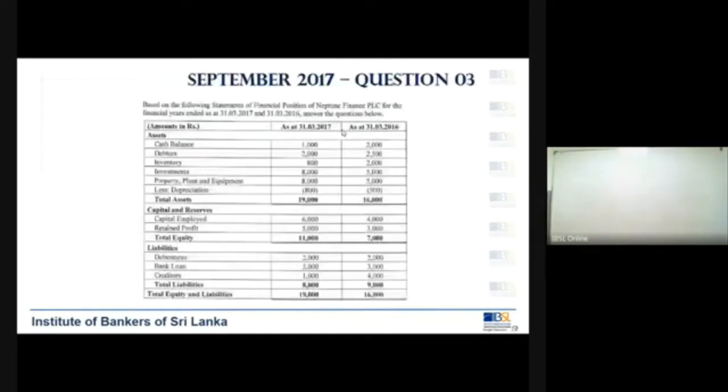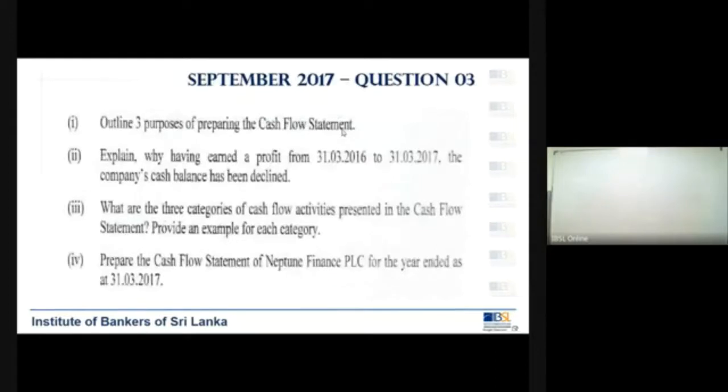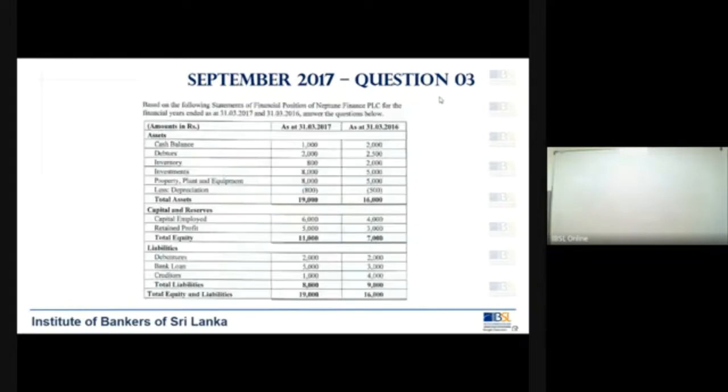This is where the important part is. Prepare the cash flow statement of Neptune Finance PLC for the year ended as at 31st March 2017. Right? Okay. Now, the first question that we need to ask: when you are to prepare a statement of cash flow, you need a few things.